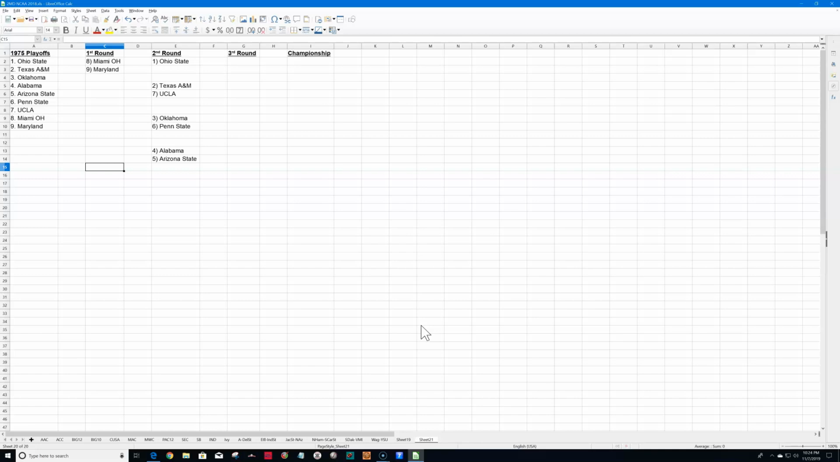In the second round, the top seven teams will get the bye. Ohio State will play the winner of Miami, Ohio and Maryland. But look at the games we have for the rest of that round. Texas A&M versus UCLA. That should be fun. Oklahoma versus Penn State should be fun. Alabama versus Arizona State should be fun. So our 1975 playoffs will feature a total of eight games, and we have our first round, which will be Miami, Ohio versus Maryland.